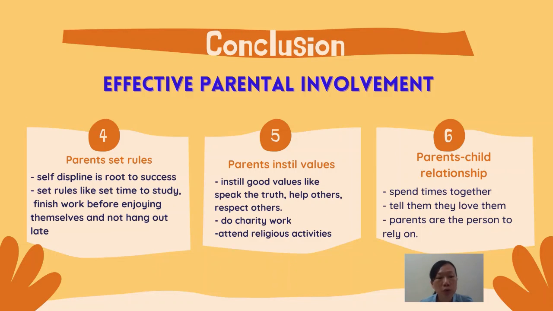Next, parents should set rules. Rules are very important because they help to discipline an adolescent. Self-discipline is very important because it is the root to success. Parents can set rules like setting time to study, asking them to finish their work before enjoying themselves, and not hanging out late. Number 5, parents should instill values.